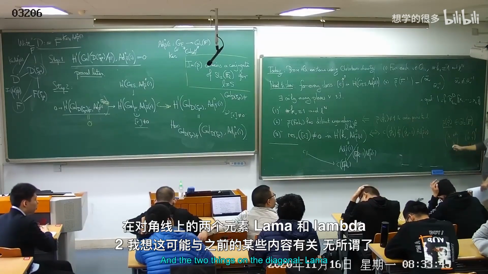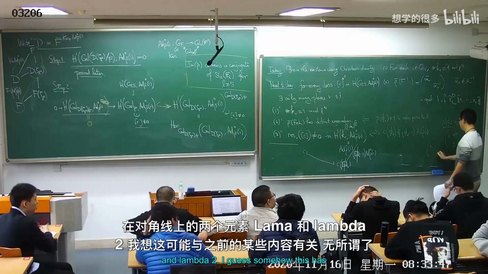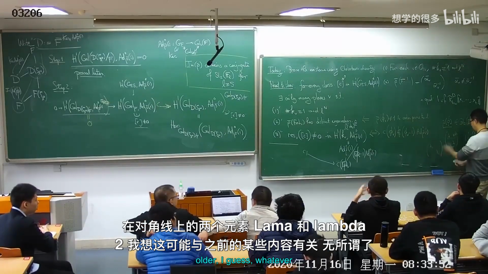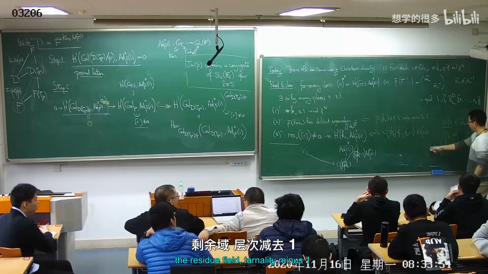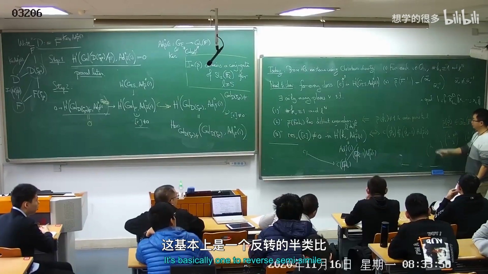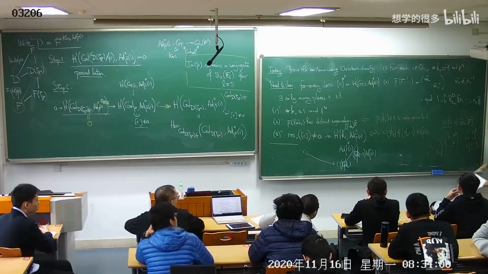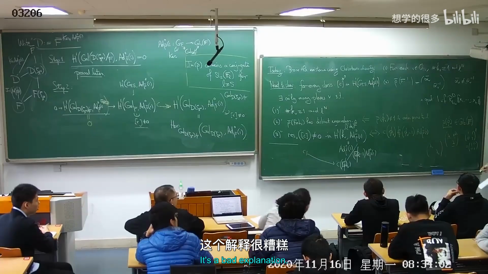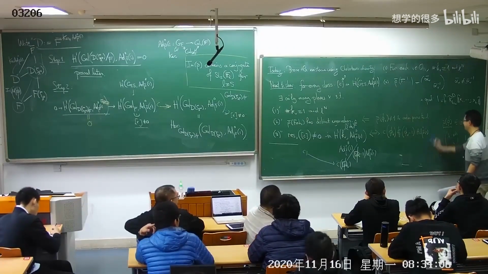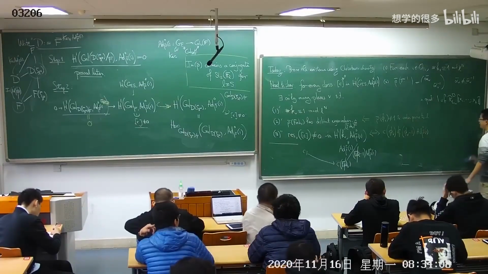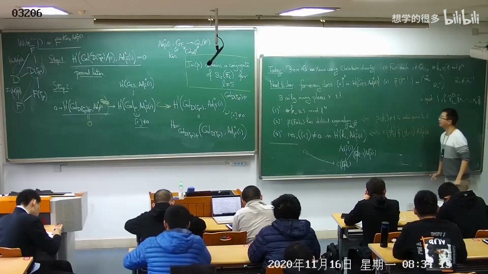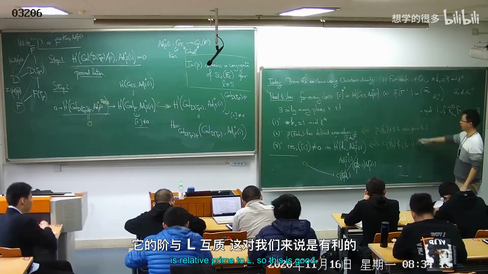And the two things on the diagonal, lambda 1, lambda 2, somehow this has order dividing the cardinality of the residue field minus 1, which is prime to L. So basically, you want it to be semi-simple. It's a bad explanation. Anyway, this is simple linear algebra. If the order is relatively prime to L, this is good.